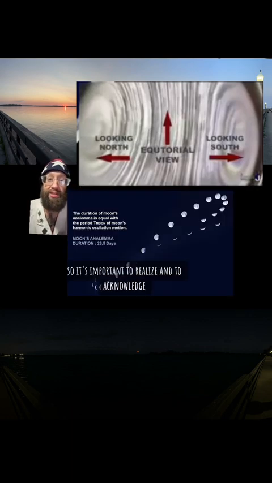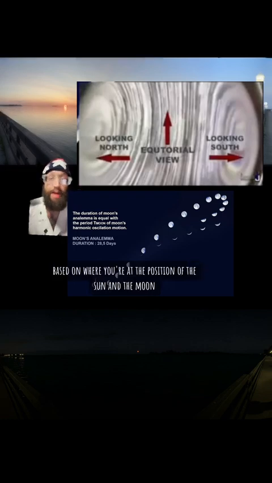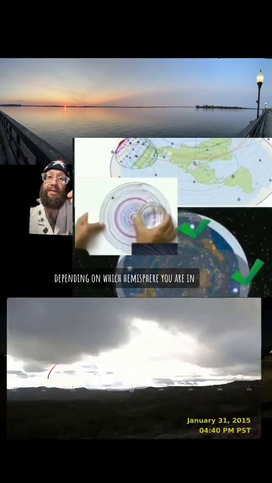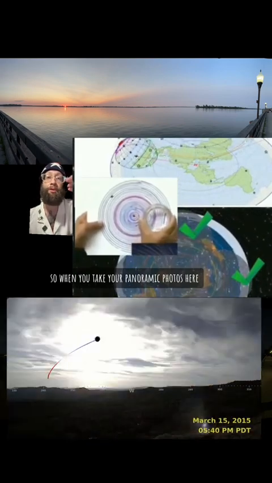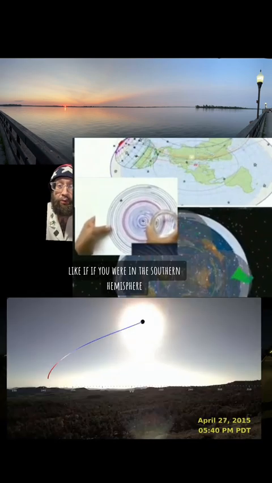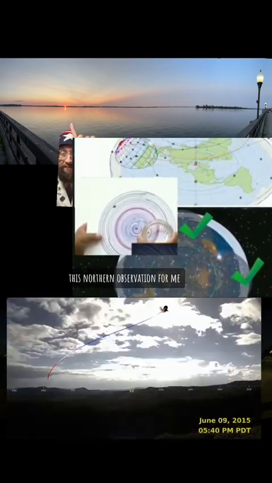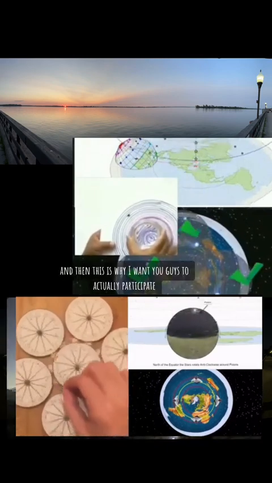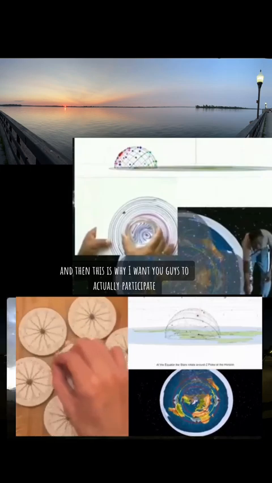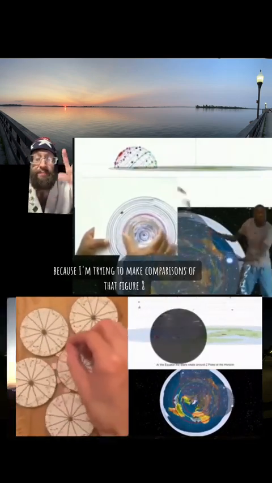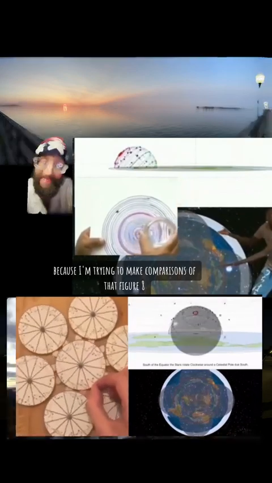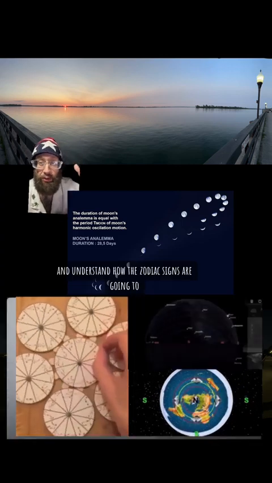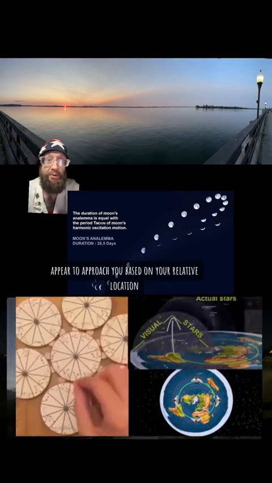So it's important to realize and acknowledge that, based on where you're at, the position of the sun, the moon and the constellations are going to be mirror flipped depending on which hemisphere you are in. So when you take your panoramic photos, if you were in the southern hemisphere, this northern observation for me is going to be over here for you in the southern hemisphere, and vice versa. This is why I want you guys to participate and post these kinds of images, because I'm trying to make comparisons of that figure 8. You want to keep in mind the analemma and understand how the zodiac signs are going to appear to approach you based on your relative location.